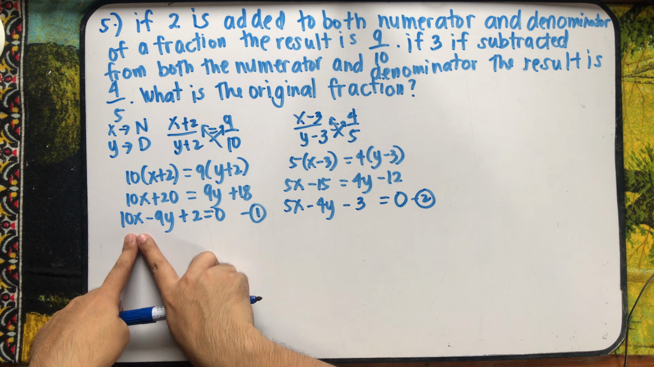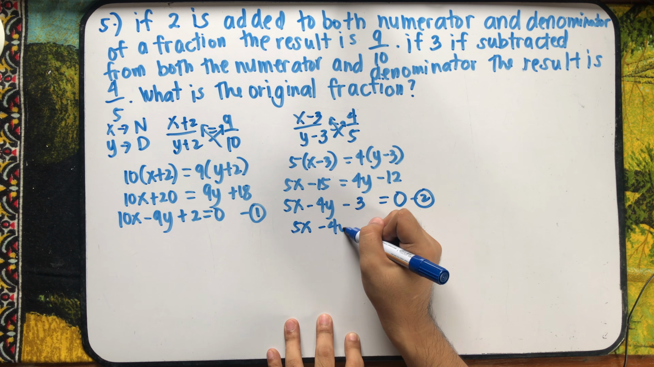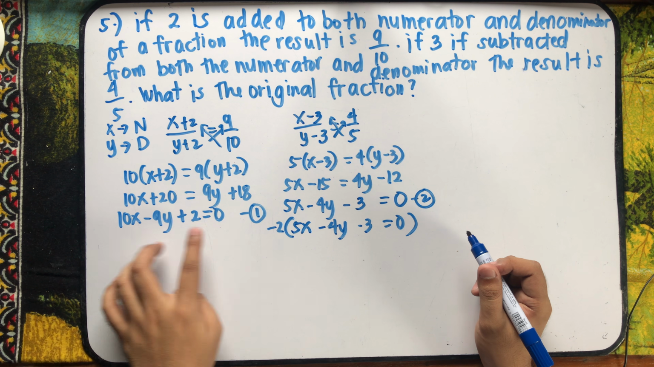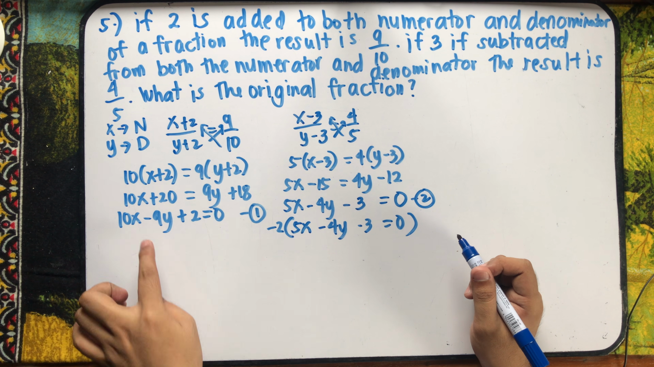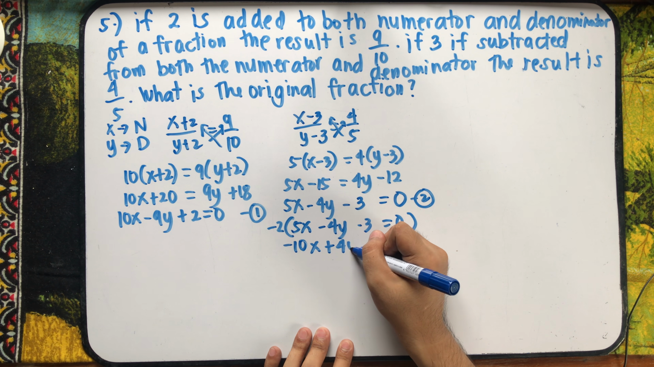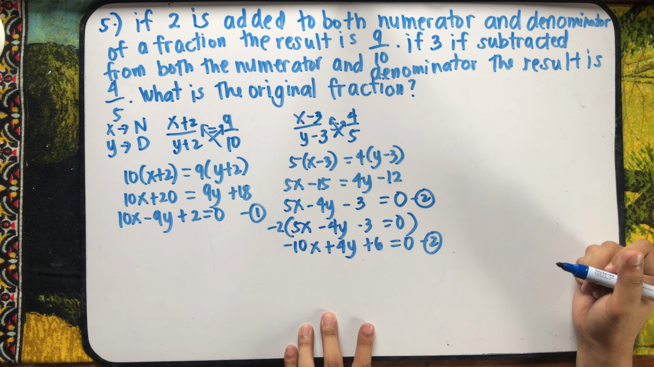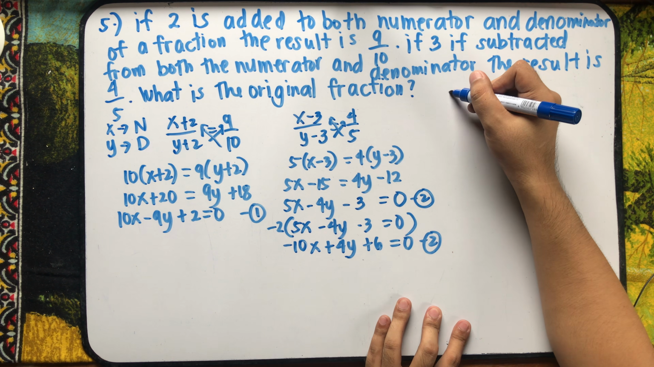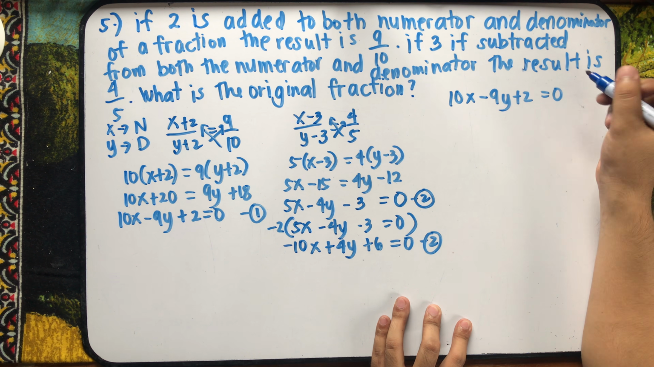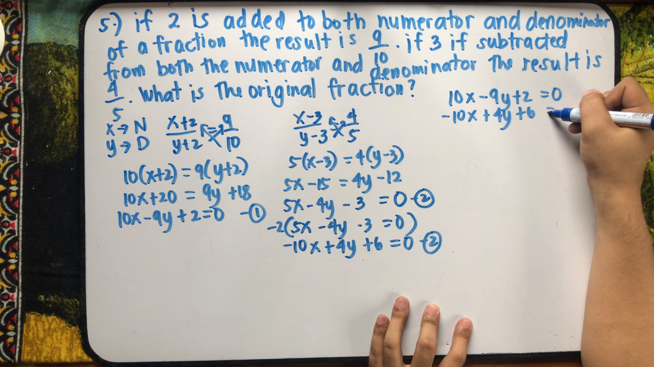But for equation 1, this is 10x. For equation 2, this is just 5x. Therefore, I will use this equation 2 and then multiply this by negative 2, so that if I add both terms, the x terms will cancel out, and this becomes negative 10x plus 4y plus 6 is equal to 0, and this is now our equation number 2. Okay, so writing equation number 1 as 10x minus 9y plus 2 is equal to 0, and equation number 2, which is negative 10x plus 4y plus 6 is equal to 0.